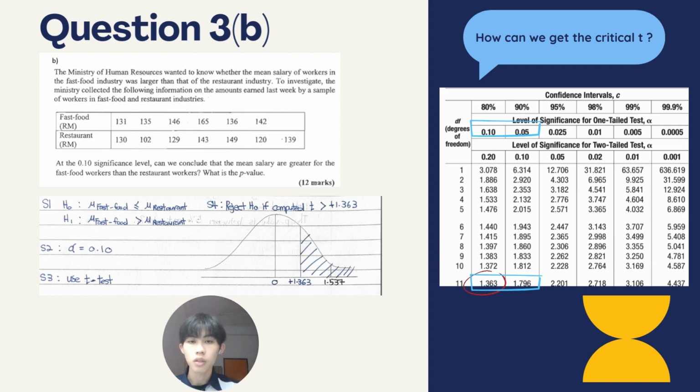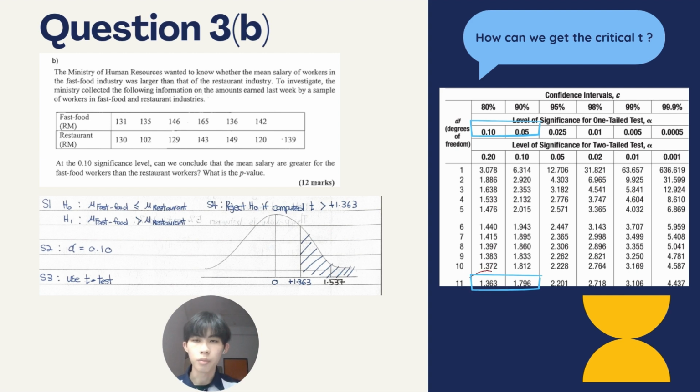After solving step 1, let us move to step 2, which is to state the level of significance, alpha equals 0.10. After that, step 3 is to identify the test statistic. In this case, we need to use the t-test.